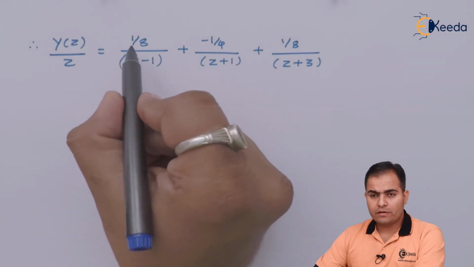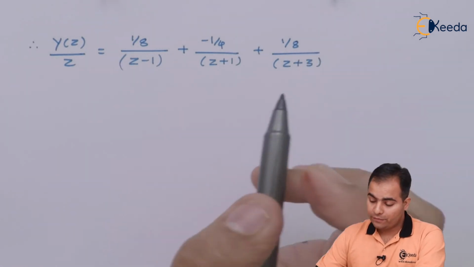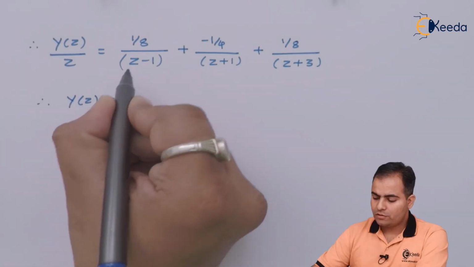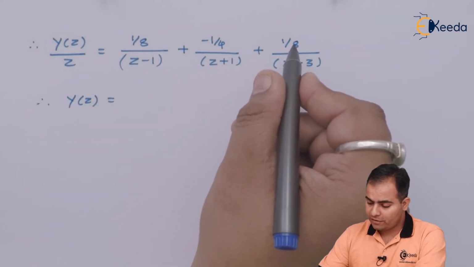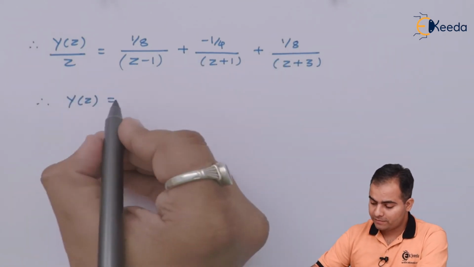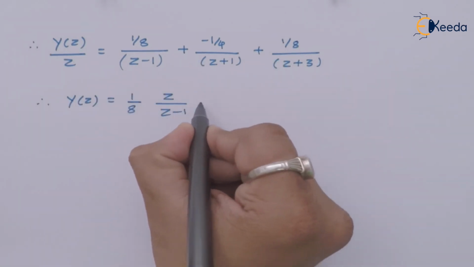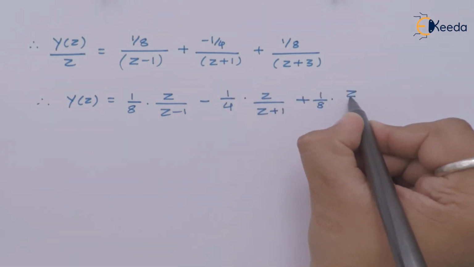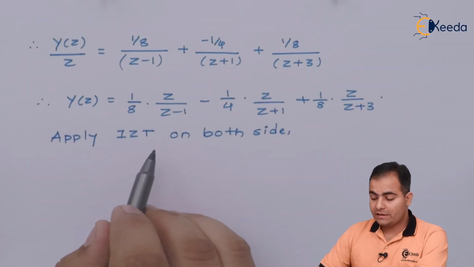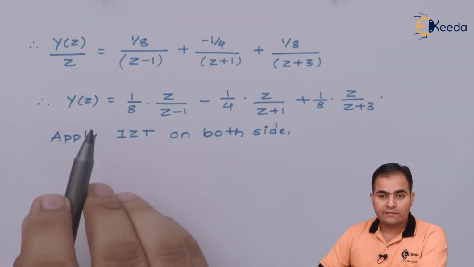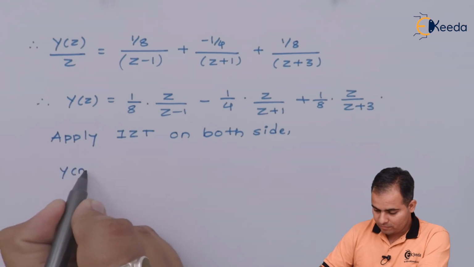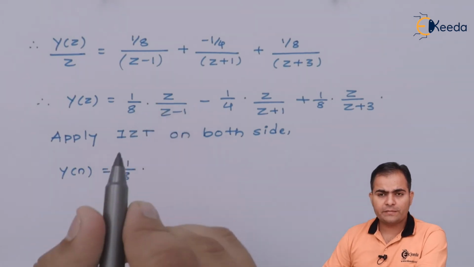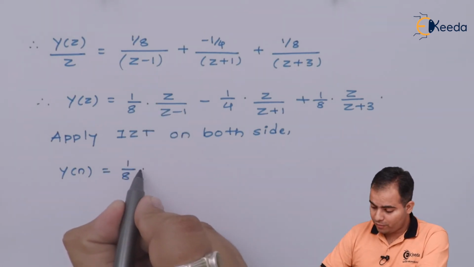So look at it, I have substituted all the values of a, b, c in my equation number 4. Now simply multiply this z on the right hand side. So 1 by 8, minus 1 by 4 and 1 by 8, where 1 by 8 is a constant. So I'll write that constant value first. After applying the inverse z transform on both sides, what you will get? Y of z inverse is y of n. This 1 by 8 is a constant, so I can directly write 1 by 8, and z upon z minus 1 is the inverse z transform of u of n.